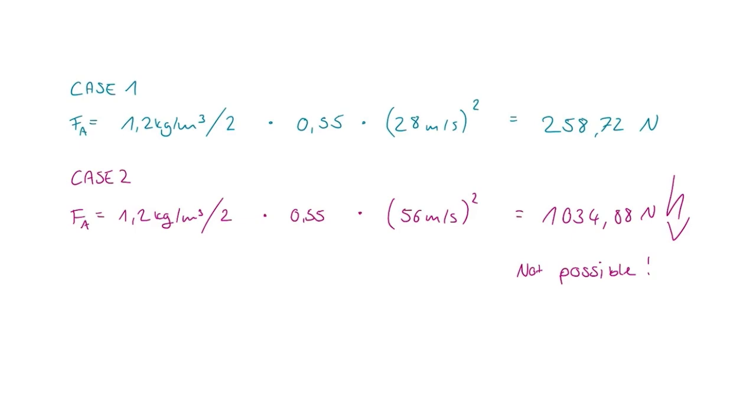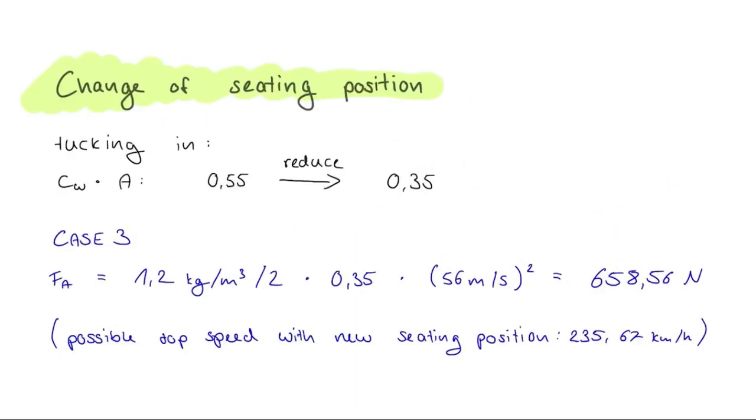Our bike's force is 1000 Newton, and minus the rolling resistance of 100 Newton, we still got a force left of 900 Newton. So the air resistance is larger than the bike's force. So this speed here is not possible.